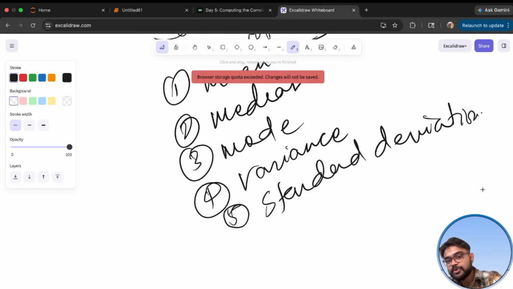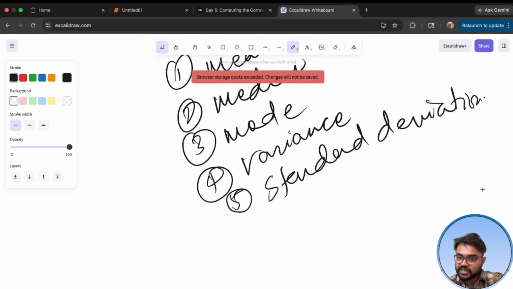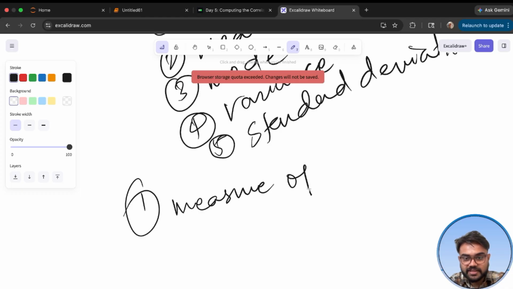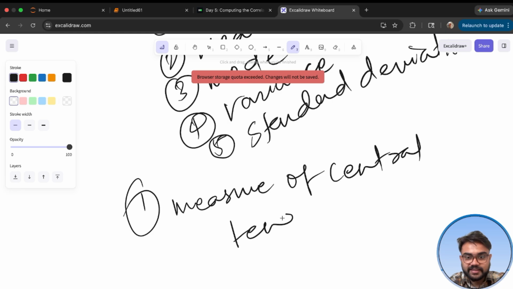Now I'm going to talk about descriptive statistics only, right? If someone asks you how to explain descriptive statistics more nicely, how can you say it? Firstly, it is divided on the basis of several parts. That is the measure of central tendency. Measure of central tendency.